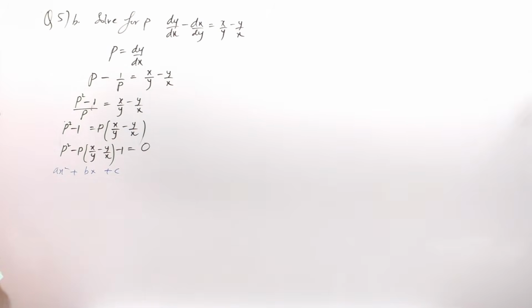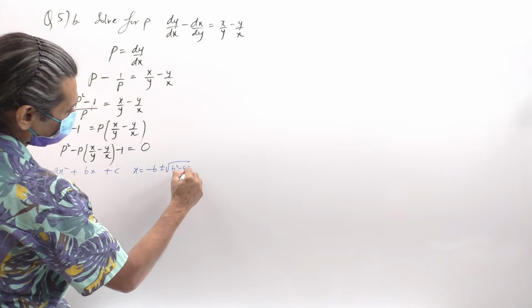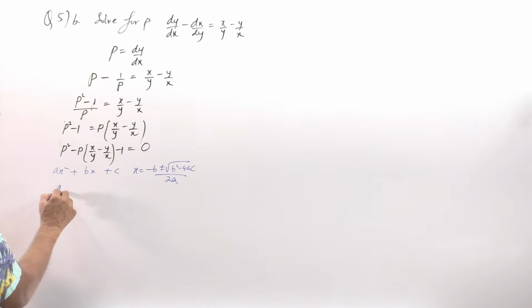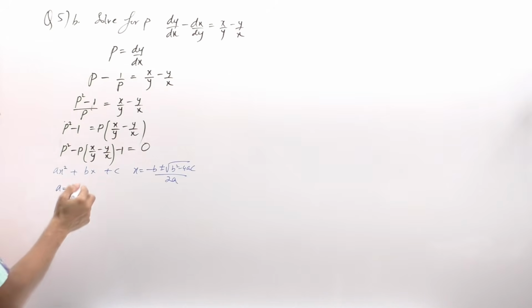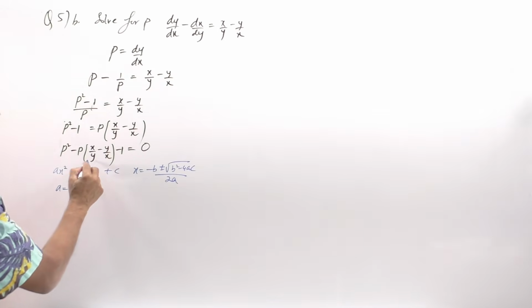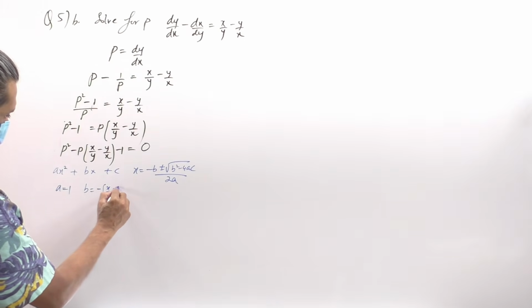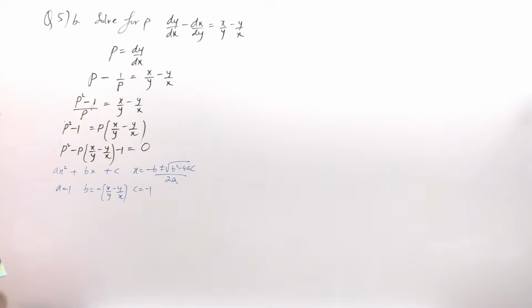Now you see here, in ax square plus bx plus c form, the solution is x is equal to minus b plus or minus root of b square minus 4ac by 2a. Fine. And here a is 1, because I am taking the variable x square as p square here. So b will be minus, leave this p as it is, minus x by y minus y by x, and c will be minus 1.